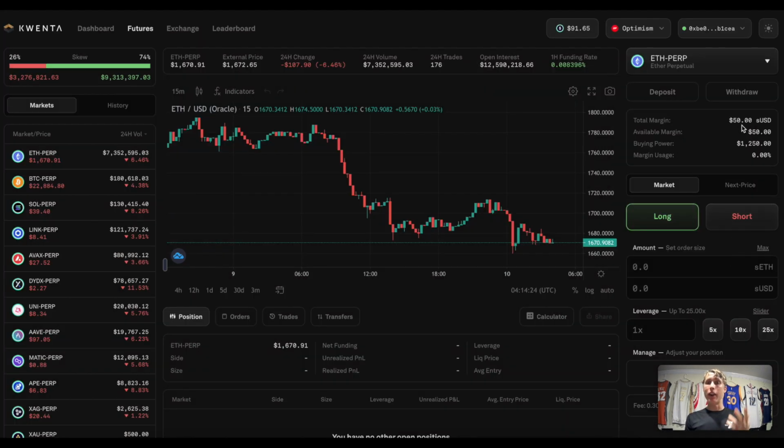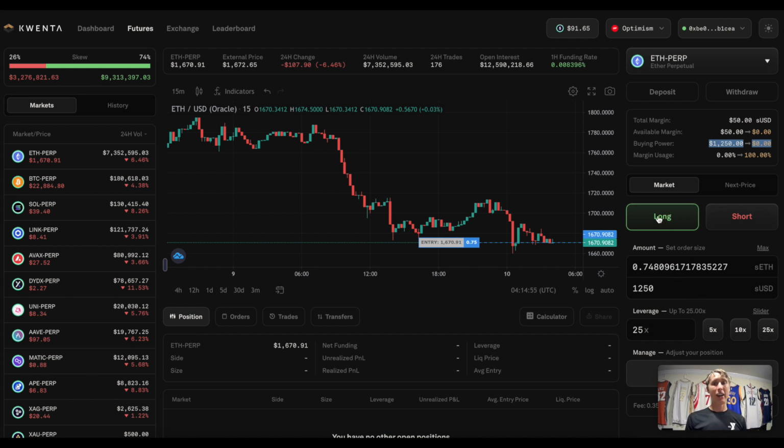So as you can see here, I literally deposited $50 and they allow it to 25x. So I can trade up to $1,250. So I'm going to go ahead and do 25x leverage, and you know what? I'm going to use all my SUSD as collateral and go ahead and buy a position in ETH. I'm not actually going to confirm this because I'll probably get liquidated. I don't like to trade with leverage. I'm just showing you guys what you can do.